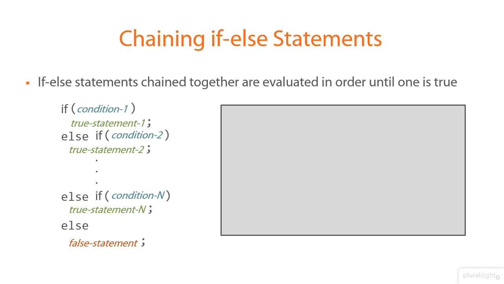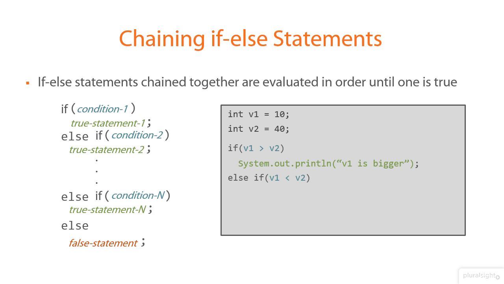Let's see that in code. Again, we have V1 is 10, V2 is 40. We say, well, if V1 is greater than V2, print out V1 is bigger. Else, if V1 is less than V2, print out V2 is bigger. And if neither of those are true, then print out V1 and V2 are equal.